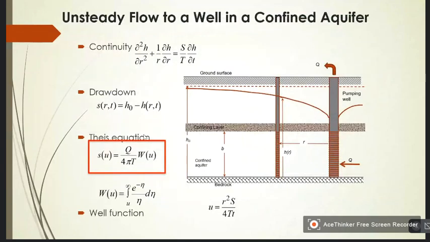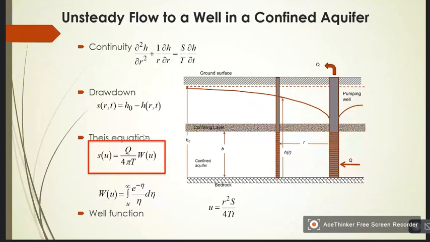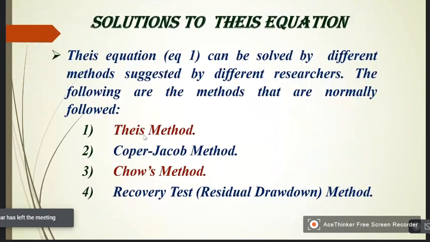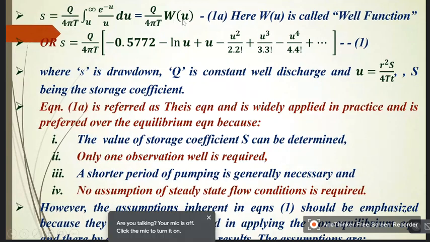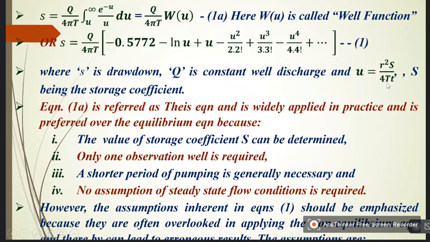So in the Thies method, in all methods, the common point is only this: the drawdown is given by Q divided by 4 pi T into well function, where U is given by R squared S by 4 capital T small t. So R and T are the locations. R is the location and T is the time.